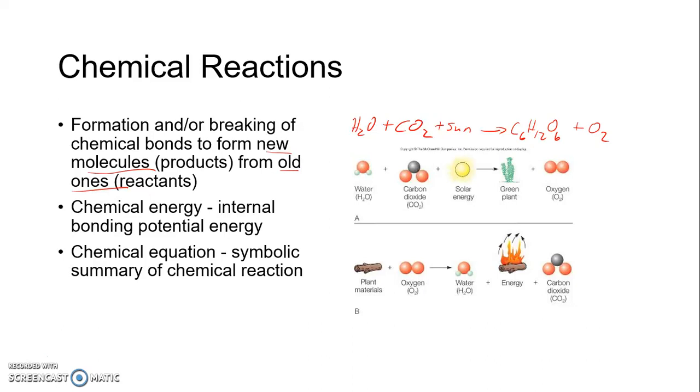Now, we have to balance this. In order to make this work, we're going to need 6 carbon dioxide molecules and 6 water molecules. But if you were to count the number of carbons on the left side and the carbons on the right side, the hydrogens on the left and the hydrogens on the right, it's the same. All we did was take molecules, break them apart, and rearrange them to create something new. This process, by the way, is the process that we call photosynthesis.